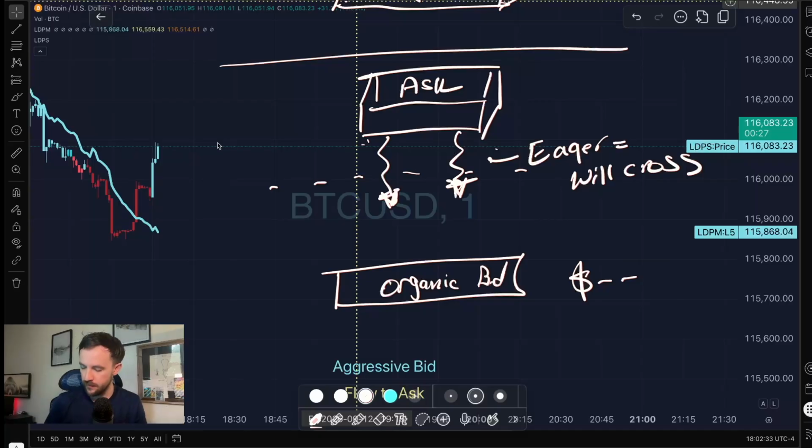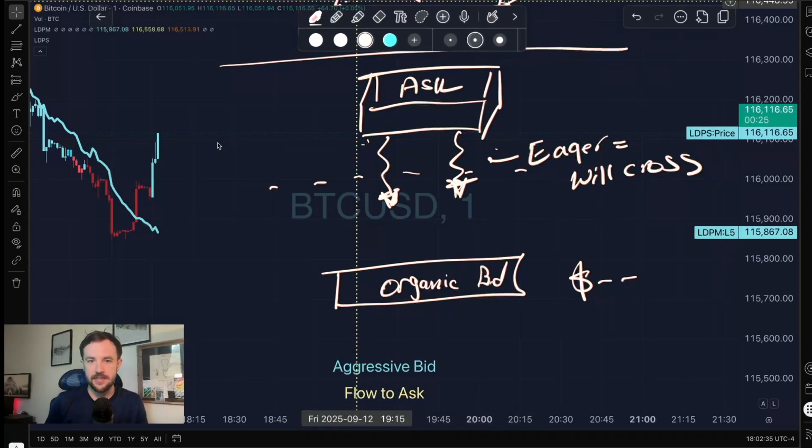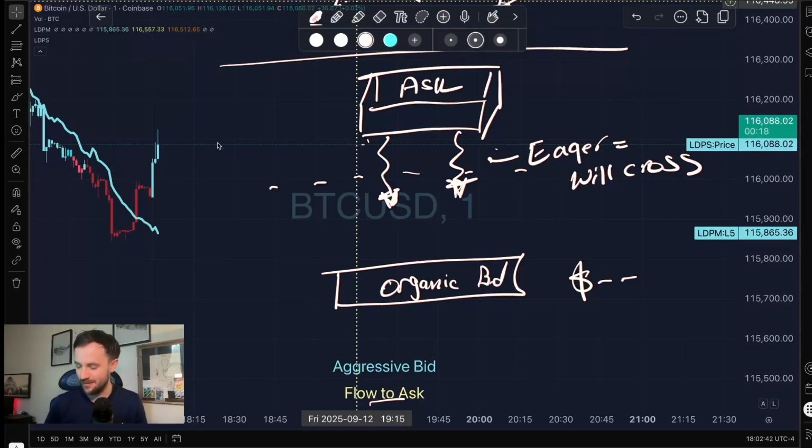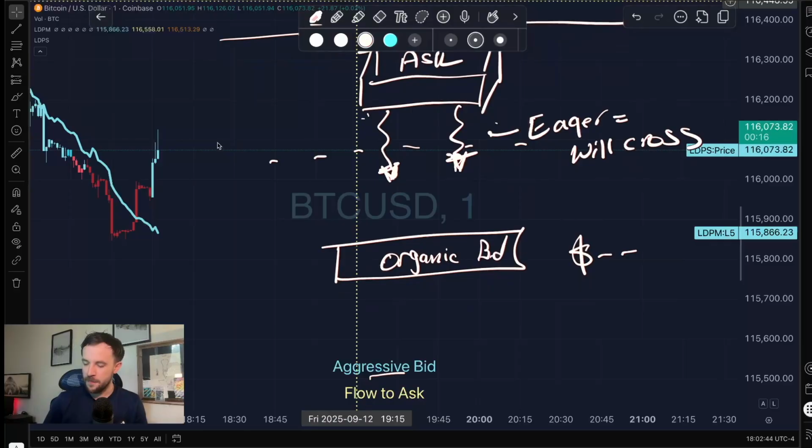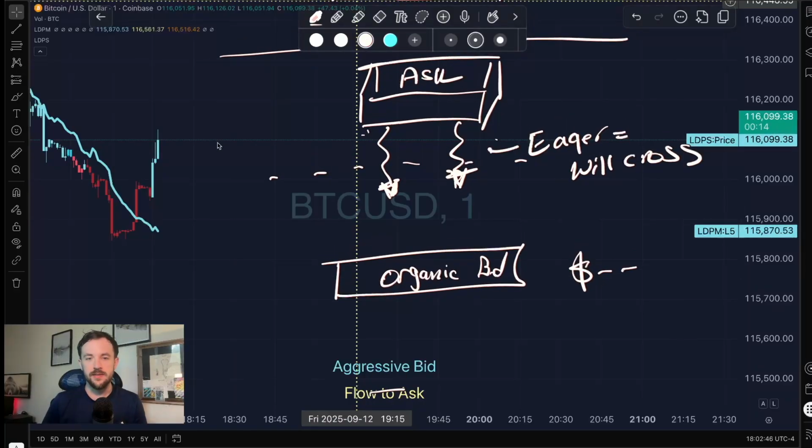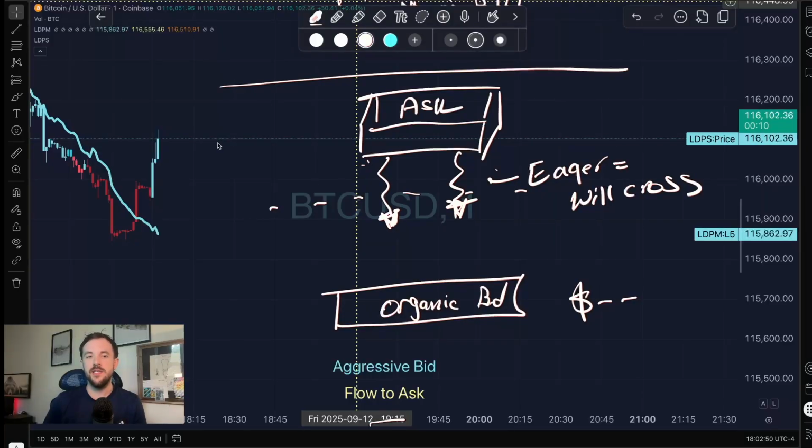Let's see. I moved the text down here for it to be easier to see, and then I put the pencil thing right on top of it. Right. So that is the organic and the eager.